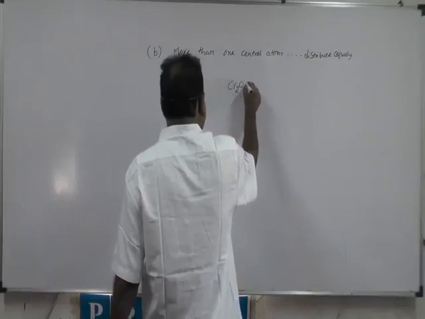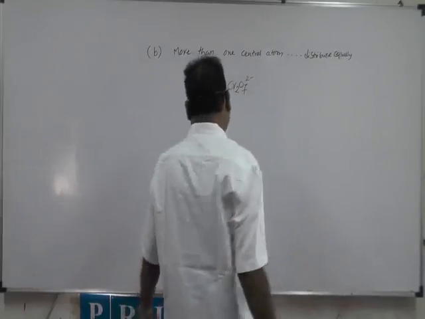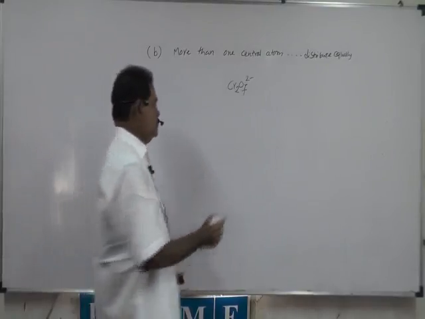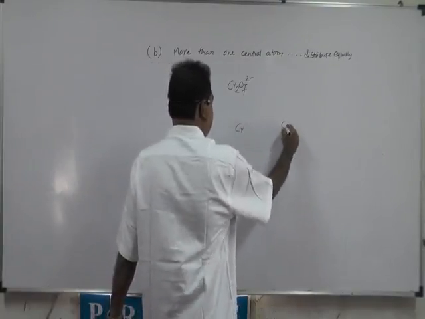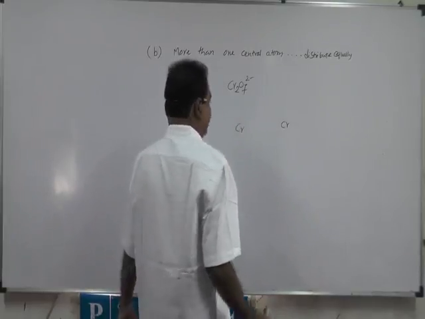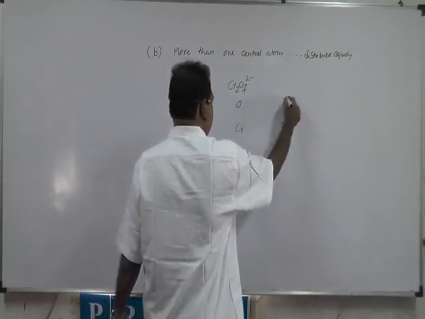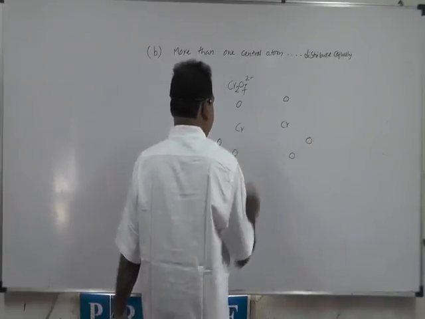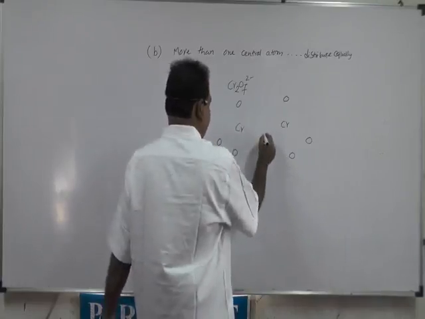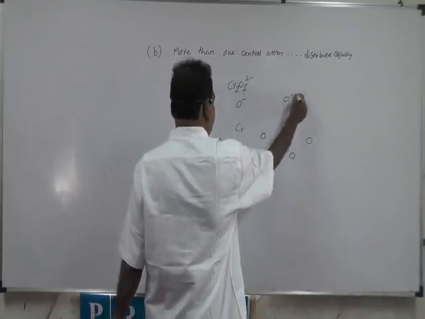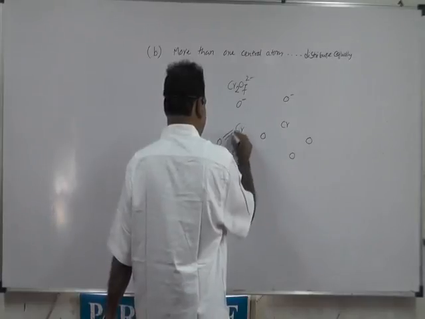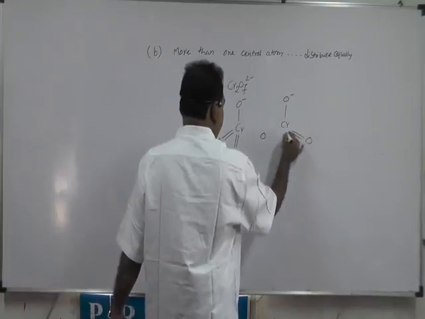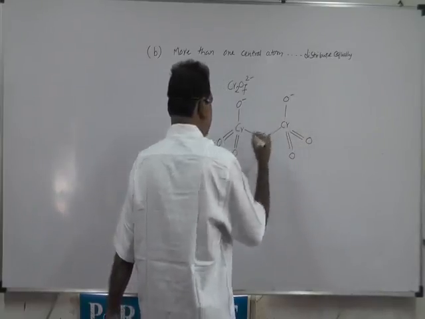Like in Cr2O7 2 minus. How many central atoms are there? 2 chromiums. 2 chromiums, 7 oxygens. What to do with them? 1, 2, 3, 4, 5, 6. The seventh one? Between them, bridging them. 2 minus. Even the minus is distributed equally. Oxygen forms 2 bonds. O minus just one bond. And this oxygen bridges both the chromiums.